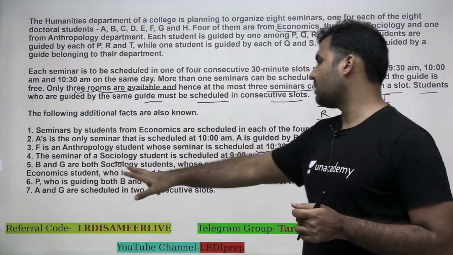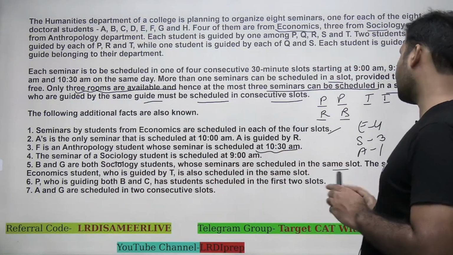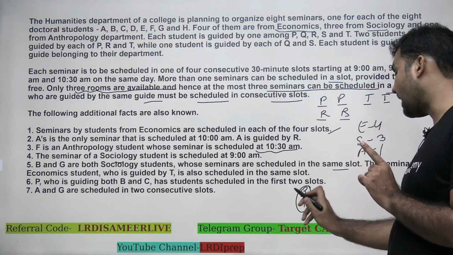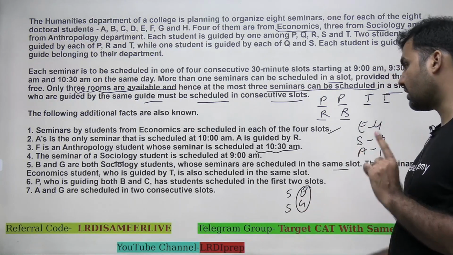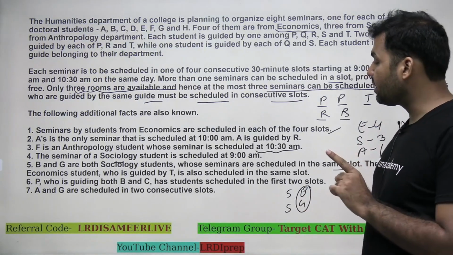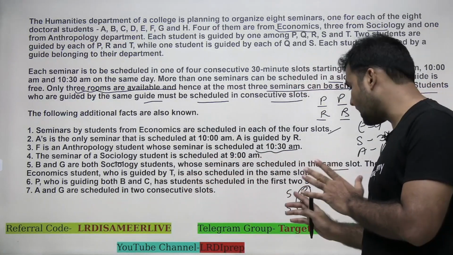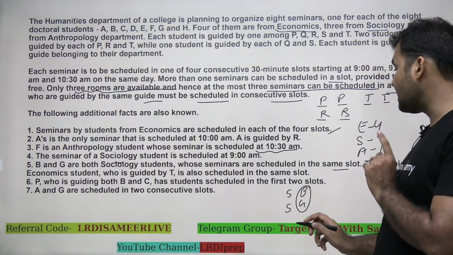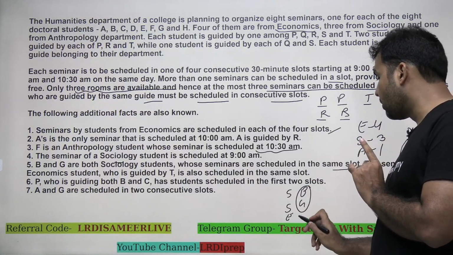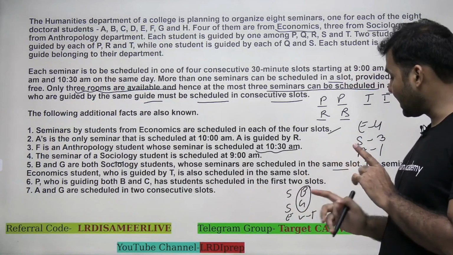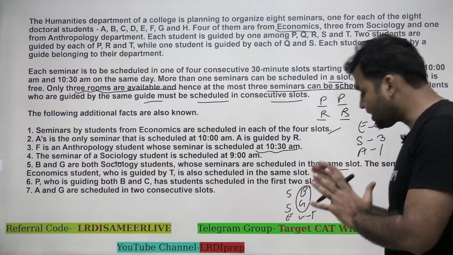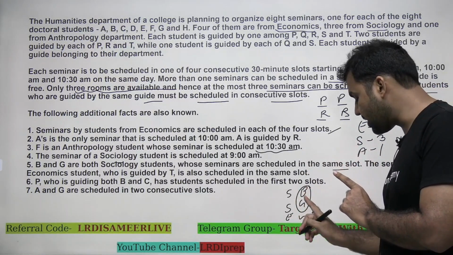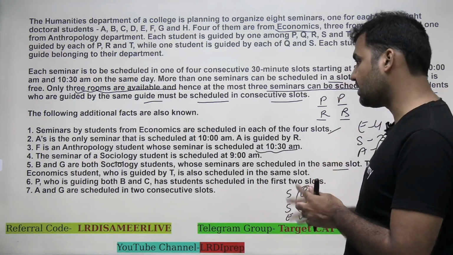Now look at it. B and G are both sociology students whose seminars are scheduled in the same slot. Use this information. B and G are supposed to come in the same slot and both of them are sociology students, right? The seminar of an economics student who is guided by T is also scheduled in the same slot. That means along with B and G, I also need another student who is guided by T and that person is of economics. So I have 3 seminars being conducted in one slot. 2 of them are of sociology, 1 is of economics. Both of these sociology students are B and G and economics is guided by T. We don't know the student's name here.